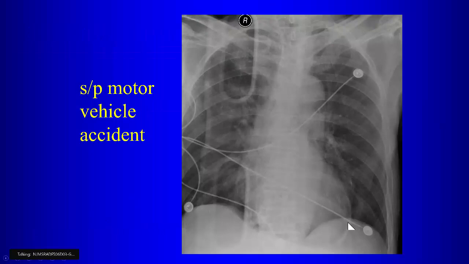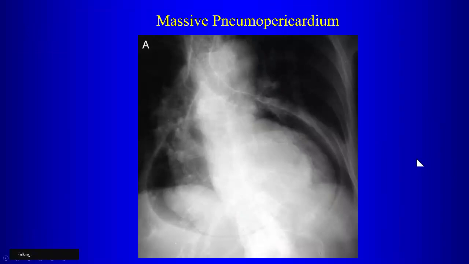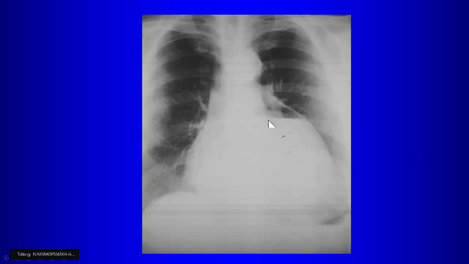Here's another example. This one was just pneumopericardium as a result of trauma, some air outlining the heart, and you can see it here too in this case, some air just outlining the heart associated with pneumothoraces and pneumomediastinum. This is a massive pneumopericardium. And then this is one with an air fluid level pneumopericardium.